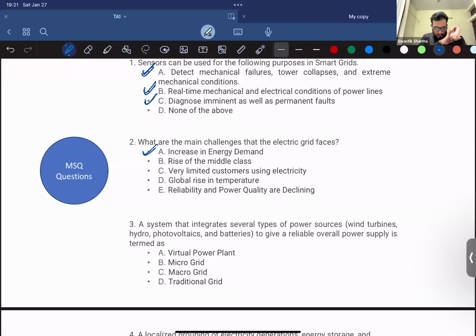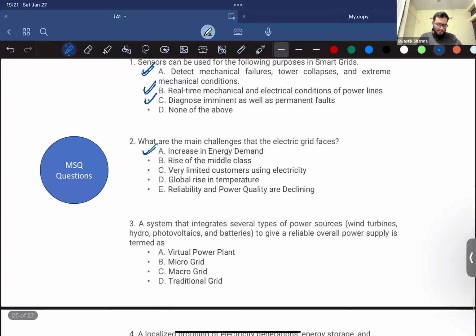A, B, D. Okay, so can anyone tell me why B is a correct option? Someone just wrote it, Polar. I don't know if I'm pronouncing it correctly. Can you tell me why B is correct? Okay, increase in electricity consumption. Yes. So with rise in middle class, what would happen?